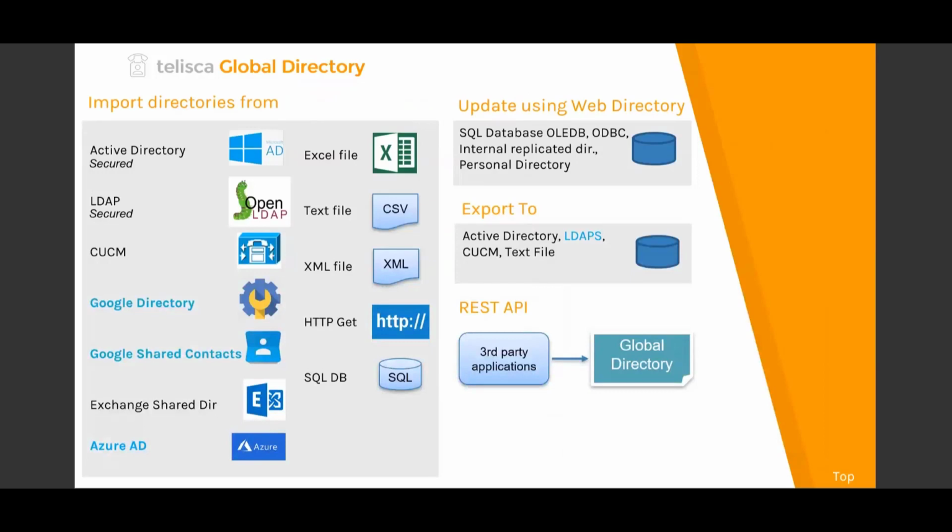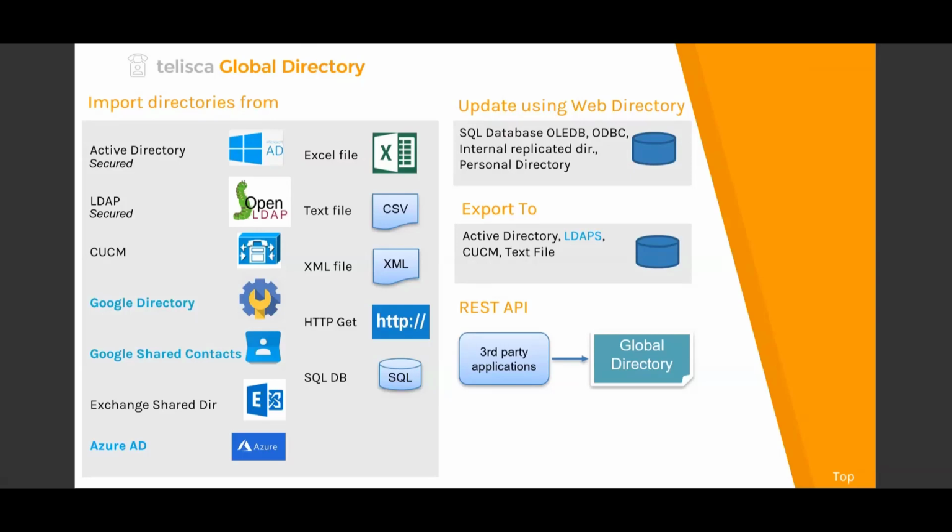Here is a list of the different source types of directories you can import. Active Directory, which can be secured, LDAP secured, CUCM. In some cases, it can be useful also to import CUCM because the directory number in CUCM is most up to date. Google Directory, Exchange, Azure now, and different files: Excel file, XLS and XLSX, text file, XML, HTTP result, or any SQL database by ODBC, OLE DB, or MS SQL.